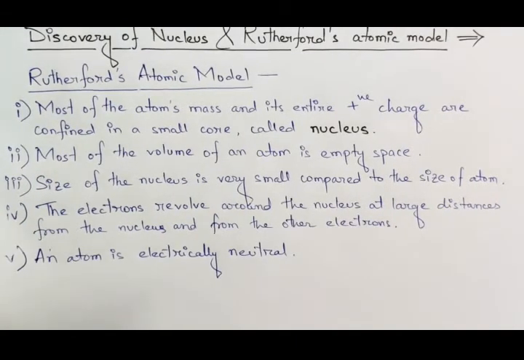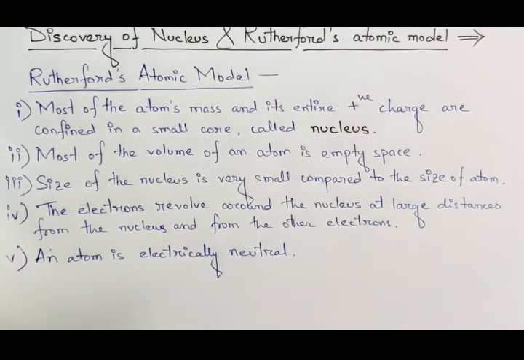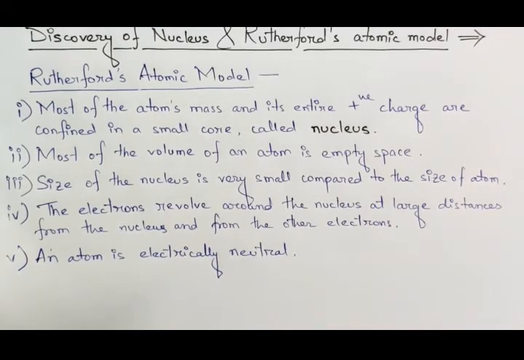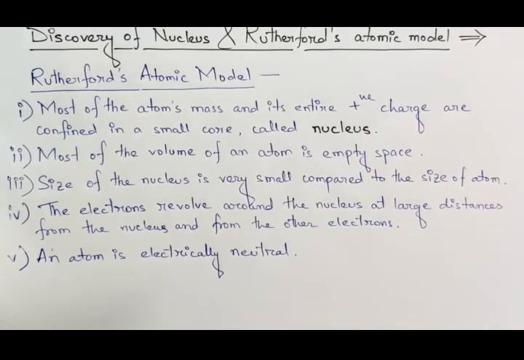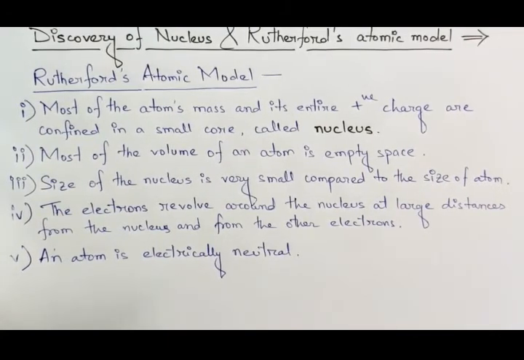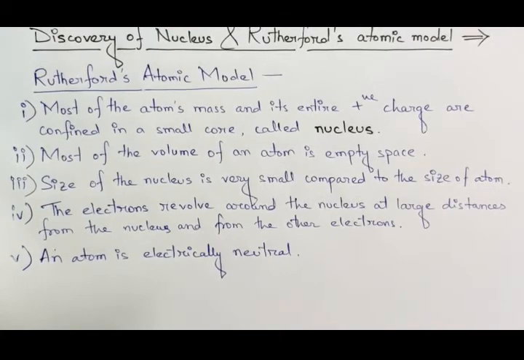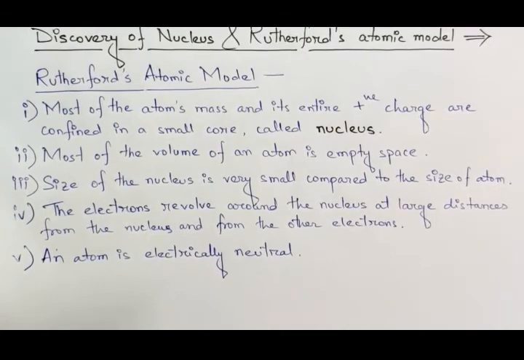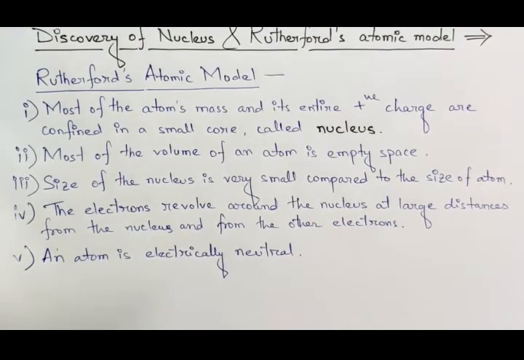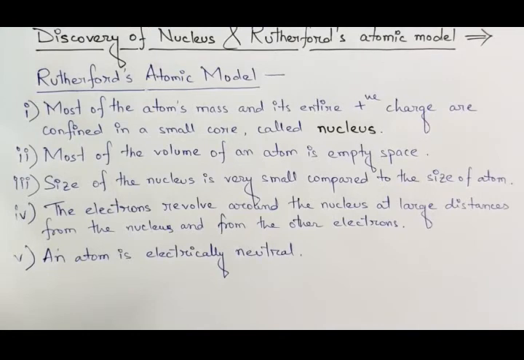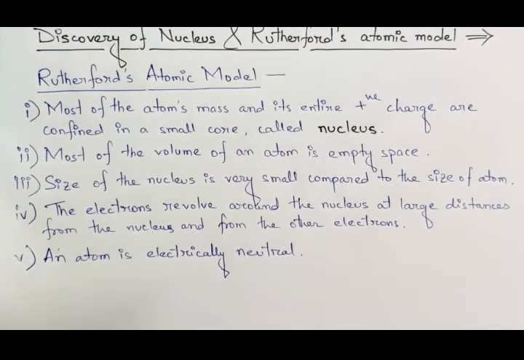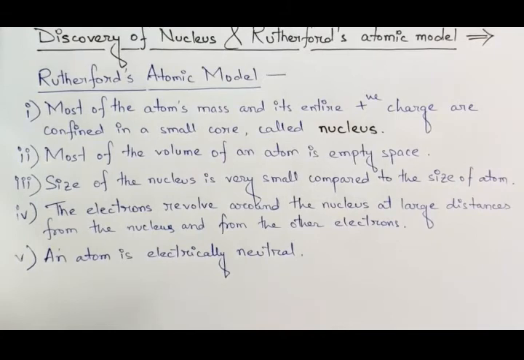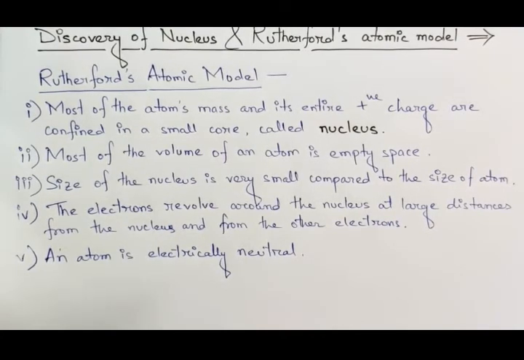Another concept given by Rutherford was that the electrons revolve around the nucleus in a circular path, and he named these paths the orbits. So he correlated the atomic structure to that of the solar system, because in the solar system there is the fixed sun at the center, and he correlated this position of the sun as the location of the nucleus. And as the planets revolve around the sun, he said that the electrons revolve around the nucleus in a particular orbit.